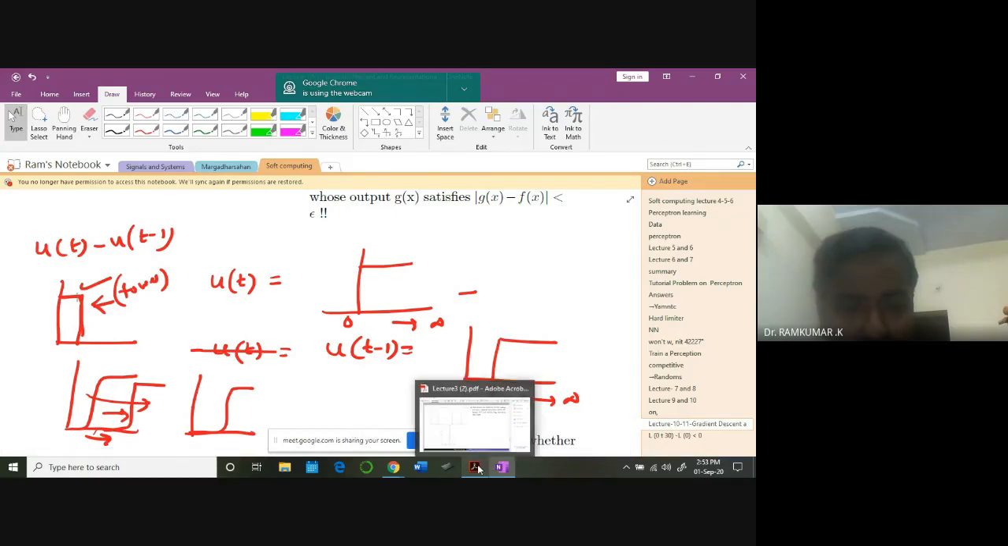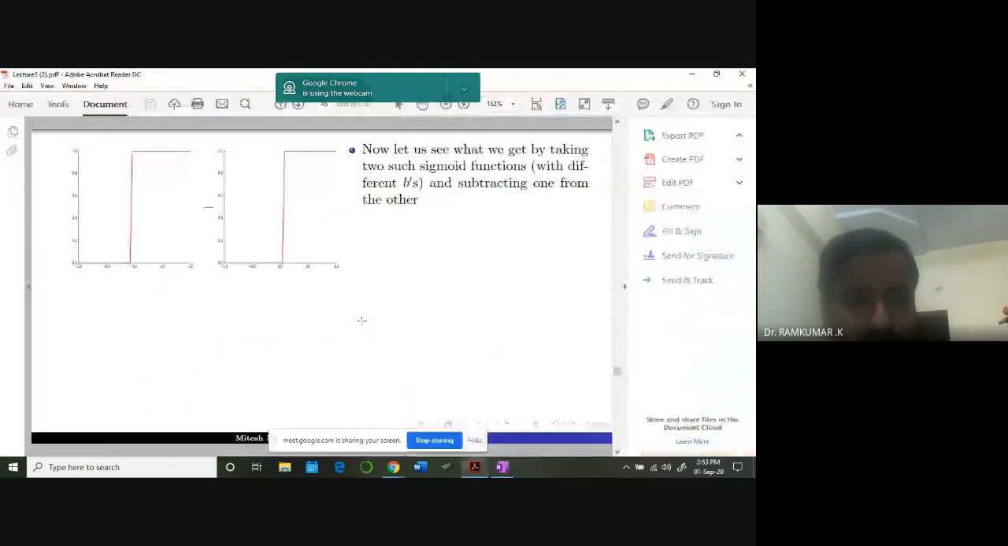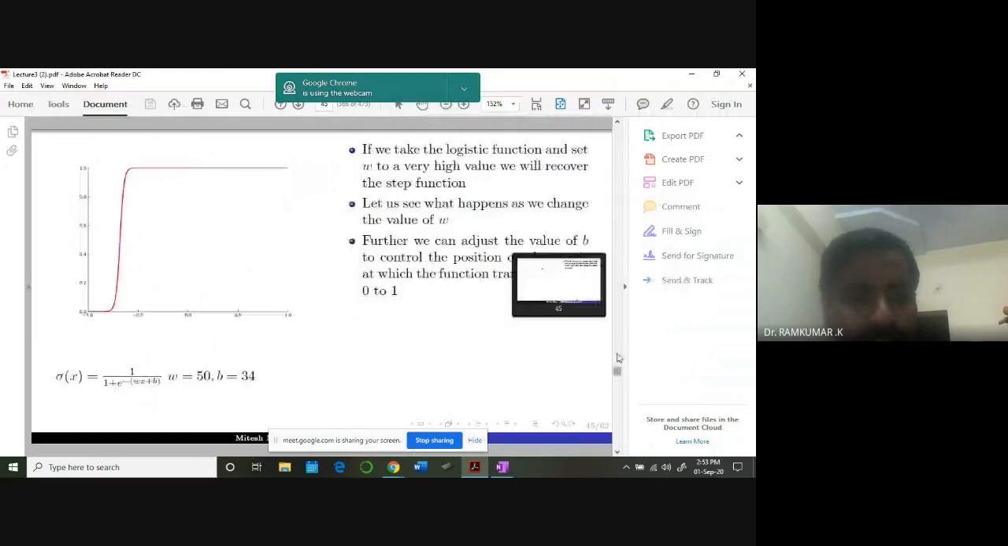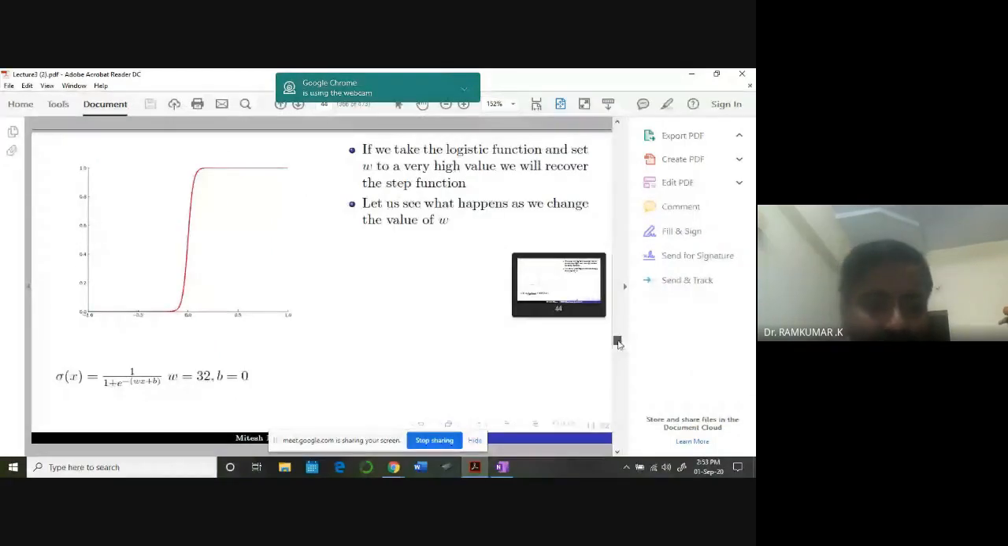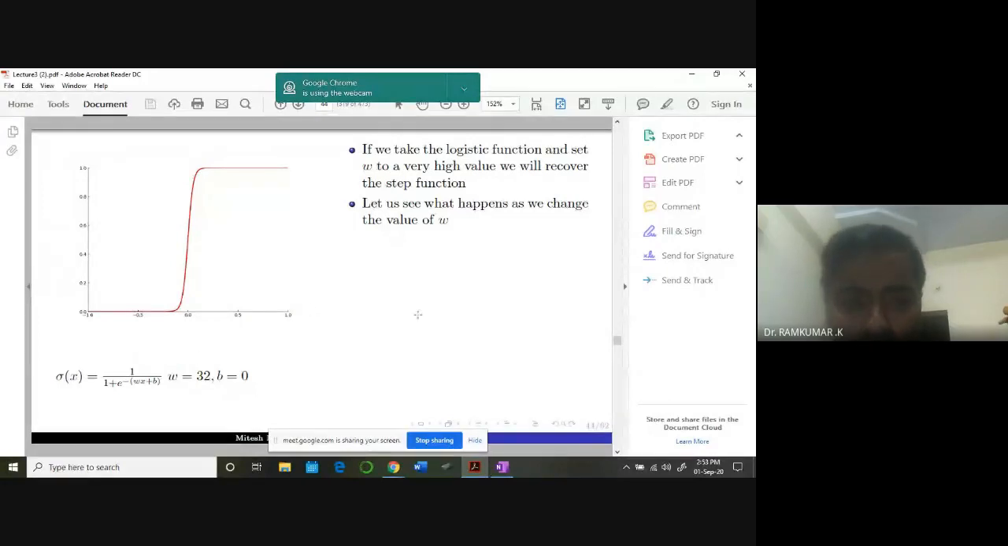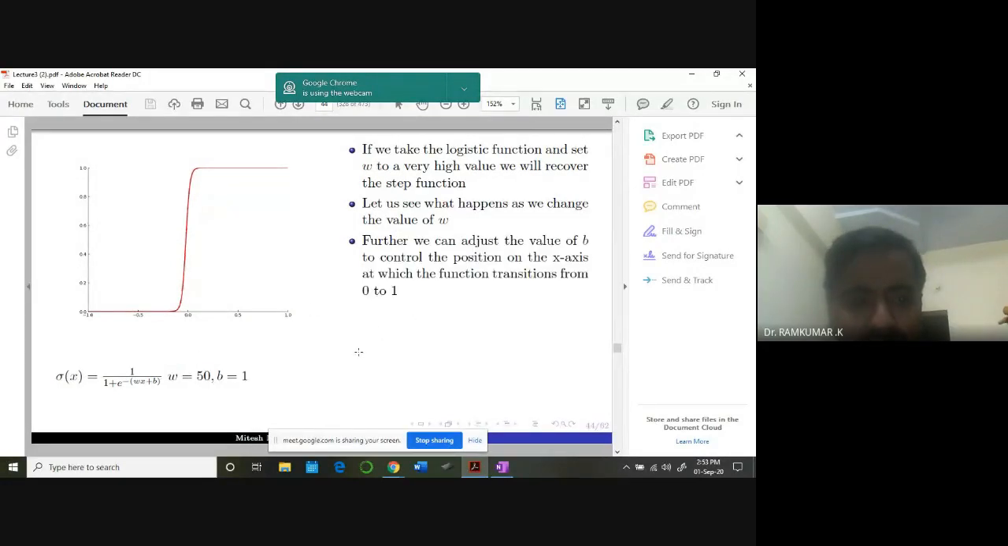Is it clear? Each neuron, see here, the sigmoidal function is like this. Look at the sigmoidal function. For each neuron, the output is like this. Now I can move it by varying the weight. I'm changing these, making it more like a step function. But by varying the bias, I can move it along the x-axis like this.